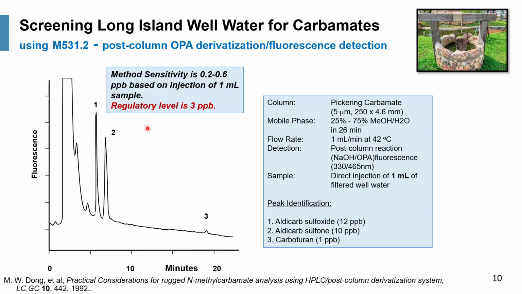The regulatory level, even today, is pretty low. It's about 3 ppb, which stands for parts per billion. The good thing is that you can basically inject 2 mL or 1 mL of the well water directly, and you can get pretty low levels. Here is a sample showing a pretty high level of carbamate. The regulatory level is 3 ppb, so this is definitely beyond the regulation. This is not good.